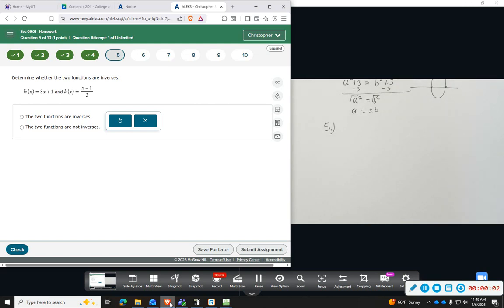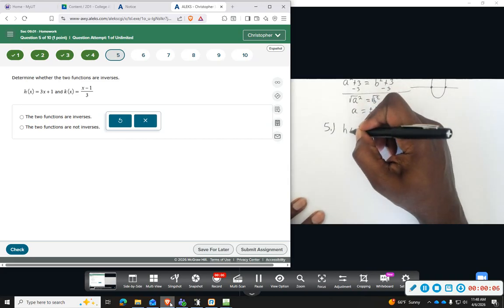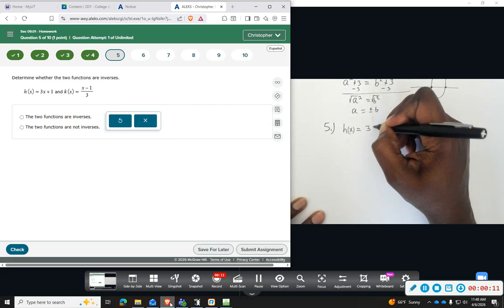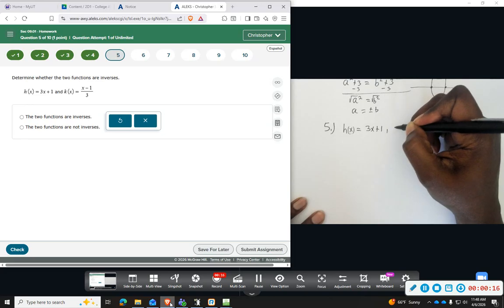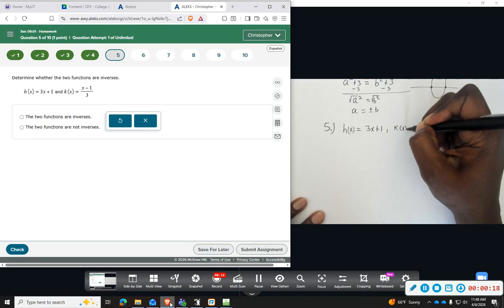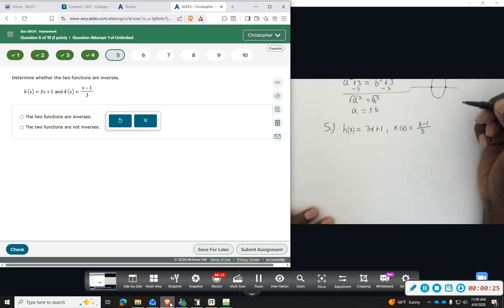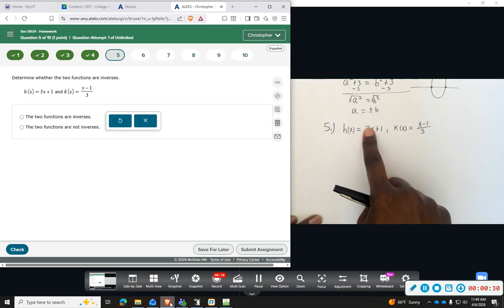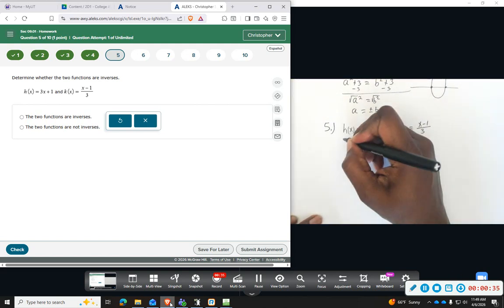Number 5, we want to see if the two functions are inverses. We have h of x is equal to 3x plus 1, and k of x is equal to x minus 1 divided by 3. So what we will do, we can plug k into h and h into k and see that we just get x. So we're going to do composition of functions.